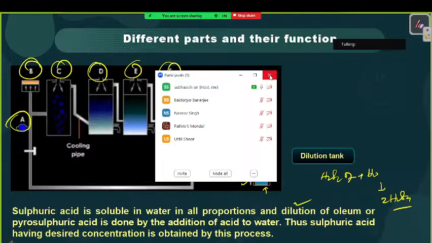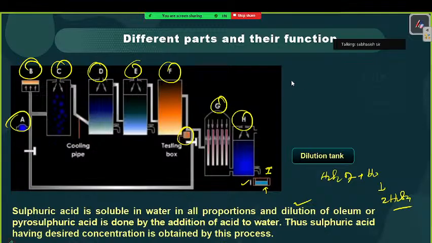Yes, sir. You have to know the function of each and every step. One important fact is that you have to know what the function of each and every step is. What is the function of the dilution tank? What is the function of the scrubbing tower? What is the function of the dusting tower? And which chemicals or which process is employed in that particular step. So we just discussed the different parts and their functions.